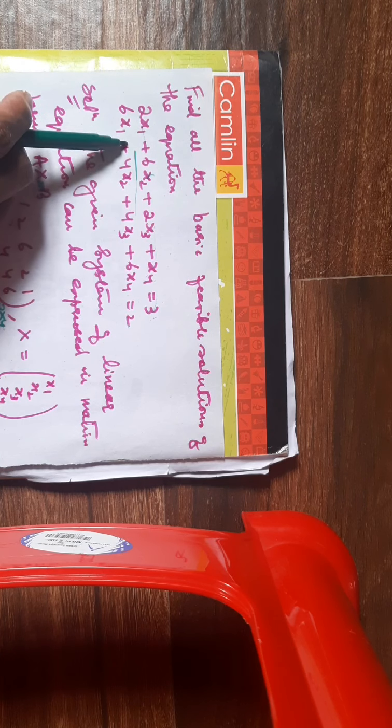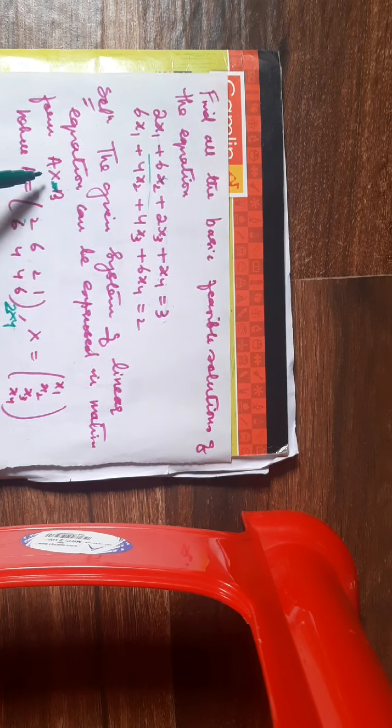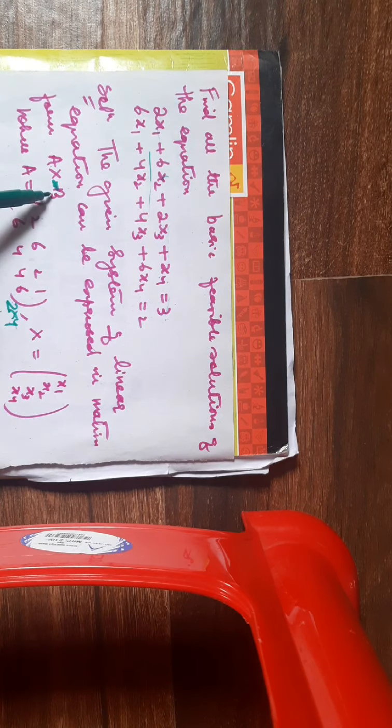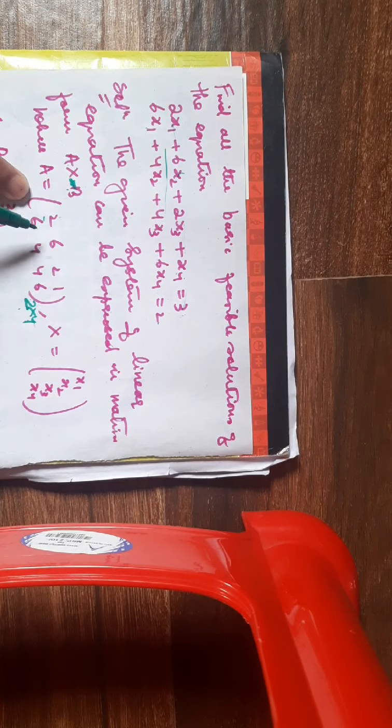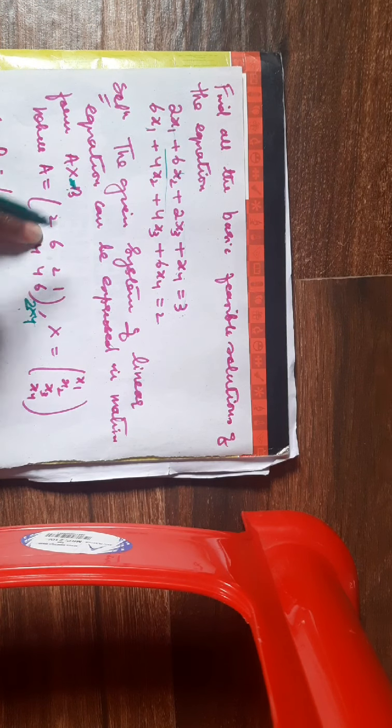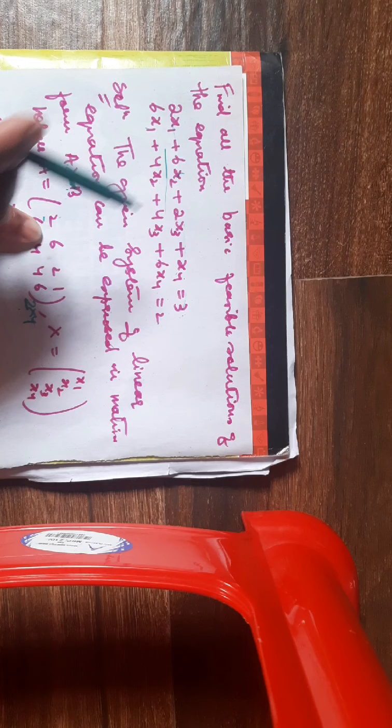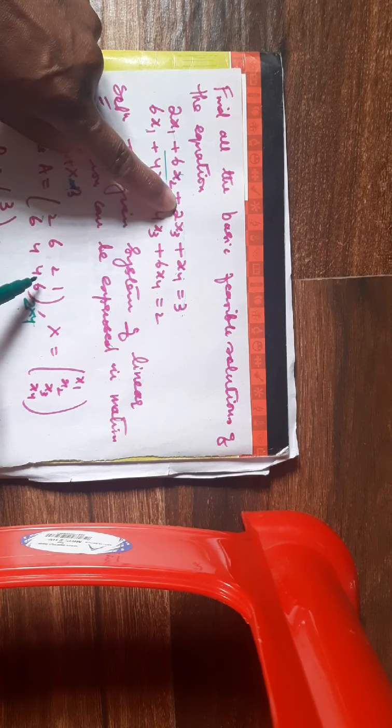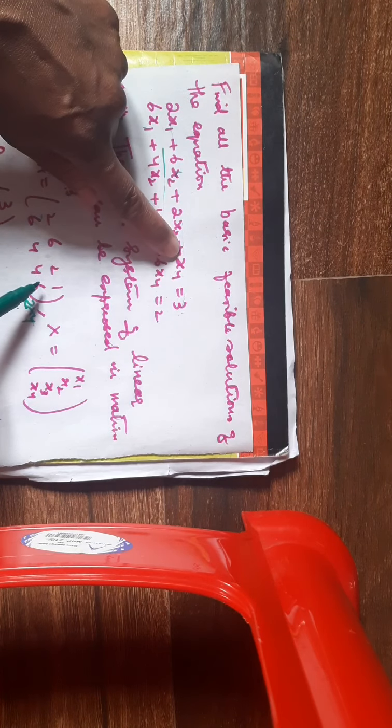Now this given system of equations can be expressed in matrix form Ax = B, where A is this matrix. The first column, 2, 4, represents the coefficients of x1, the second column, 6, 4, represents the coefficients of x2, the third column, 2, 4, represents the coefficients of x3, and the last column, 1, 6, represents the coefficients of x4. And x here is a column matrix of x1, x2, x3, x4, since there are four variables in this case. And B here is 3, 2.